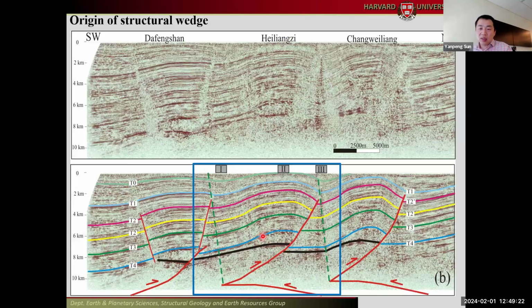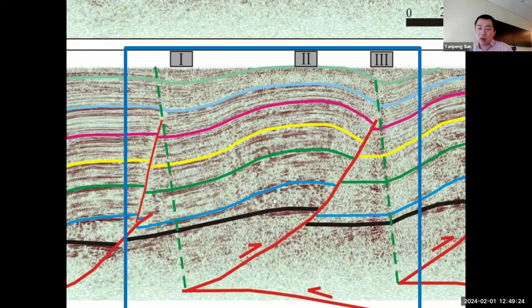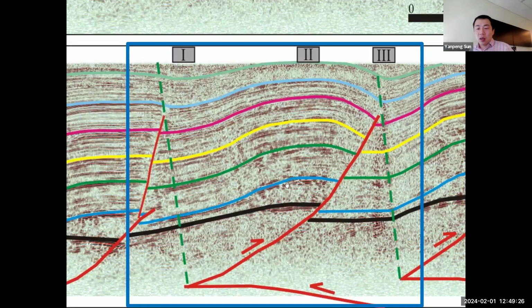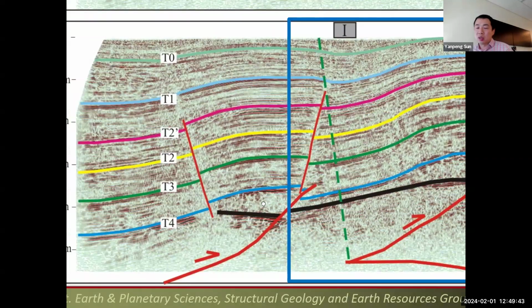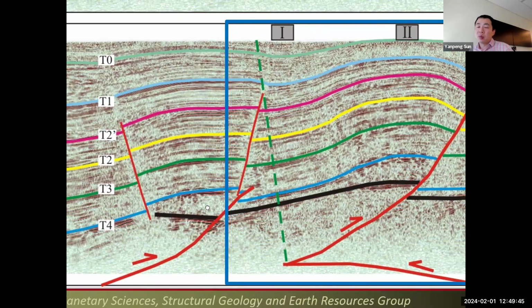So this is one example where you can see an expansive section within that wedge system. Along the hanging wall, you have a deeper interval that thickens towards the shallow thrust fault. So this was one of the examples. Here is another example where we also did the modeling.